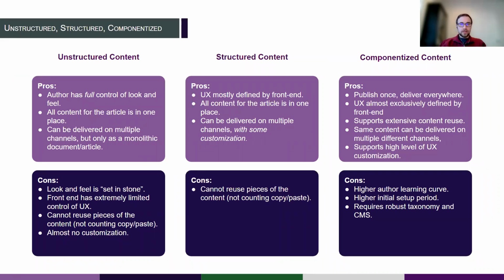Okay, so high level benefits or pros and cons for each of these. In the unstructured content, where we have one big monolithic piece of content for the web page, I mentioned earlier, the author has the full control of how this thing is going to look and feel. And it can be delivered in multiple channels, yes, but it's going to be this one big article. So you're leaving the delivery platform pretty much stuck with what you've already put in that article. So they can't do much with that.